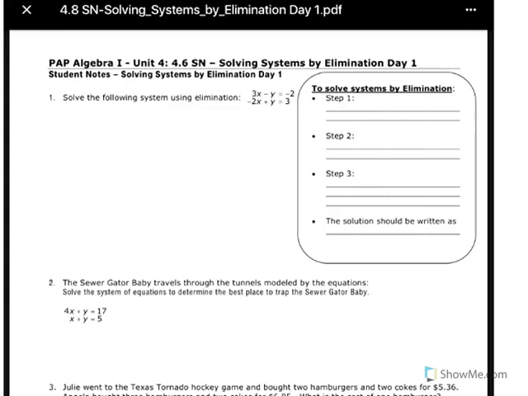These are notes 4.6 for Algebra 1, Solving Systems of Equations by Elimination, Day 1.